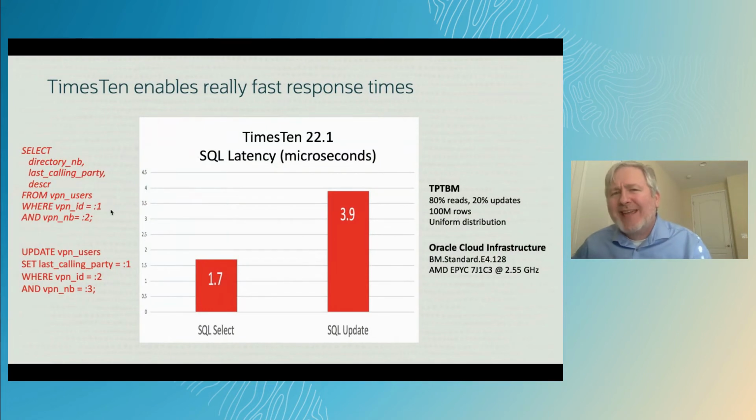So I said that caching needs to be fast. One of the nice things about TimesTen is that it's really fast. We've got 2 fairly simple SQL statements here. A select statement based on primary key, which takes about 1.7 microseconds to run when using Oracle Cloud using AMD EPYC CPUs. 1.7 microseconds, not milliseconds, microseconds. A microsecond is 1,000 times faster than a millisecond, so that's pretty fast.